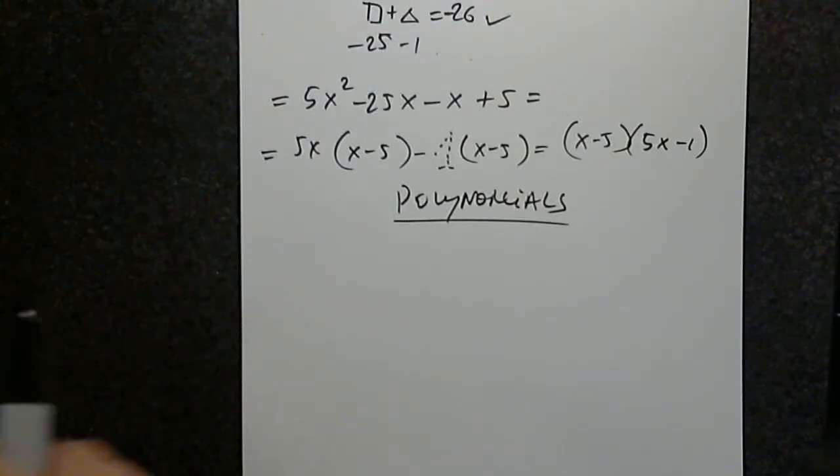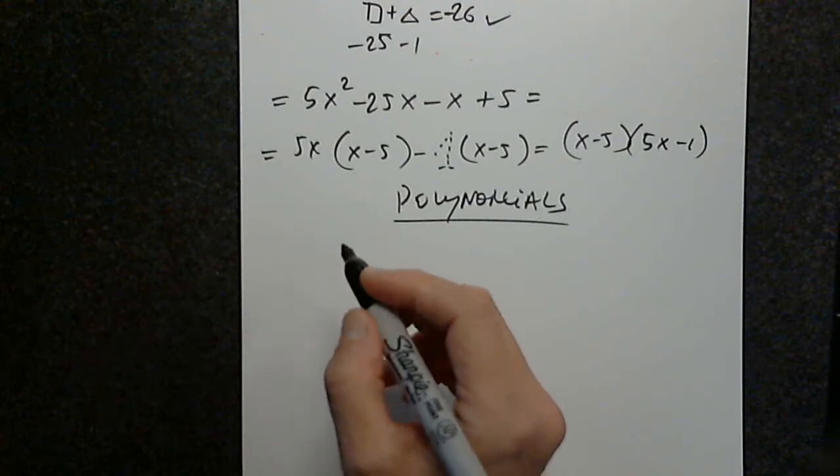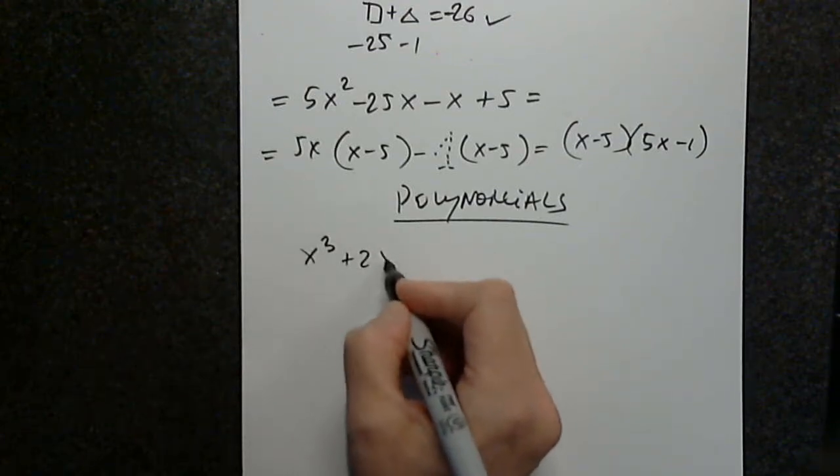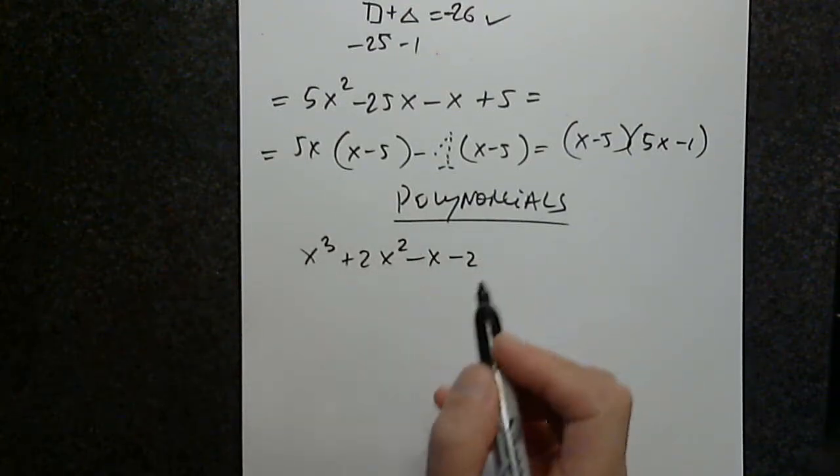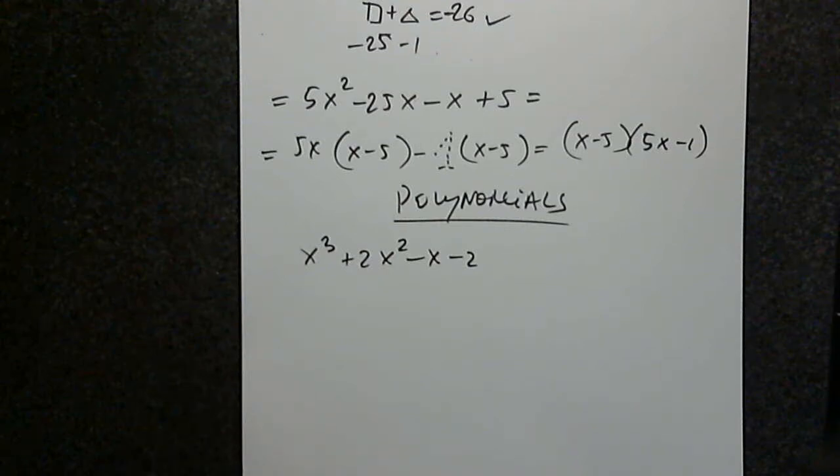Okay, so let's try x cubed plus 2x squared minus x minus 2. Let's identify what it is. What would you say? It's a polynomial. Is it in descending order? Perfect. Greatest common factor to all four. Negative leading coefficient.